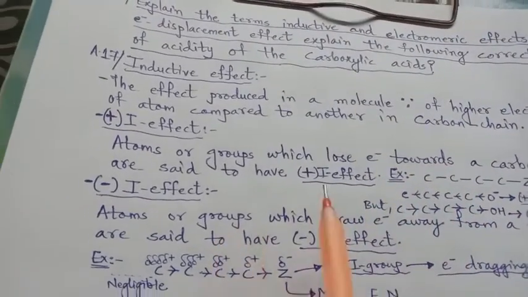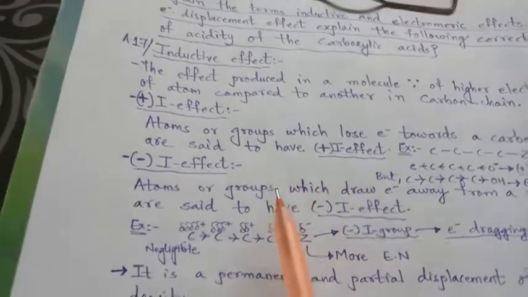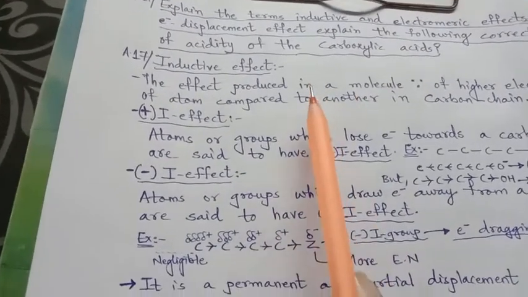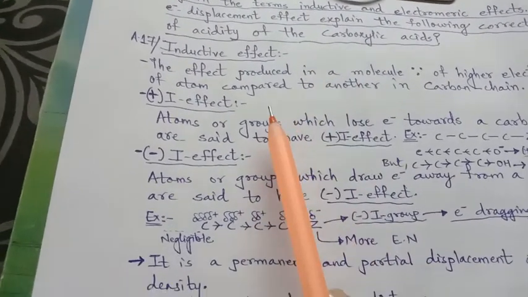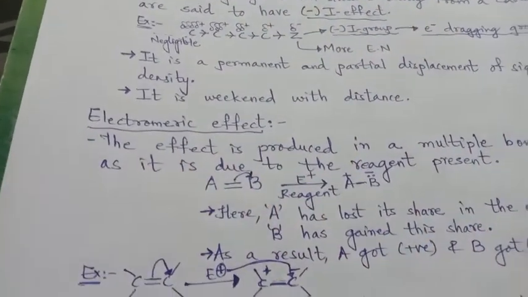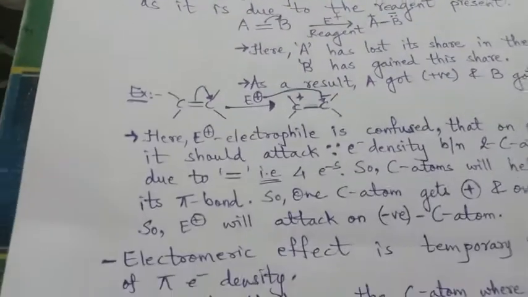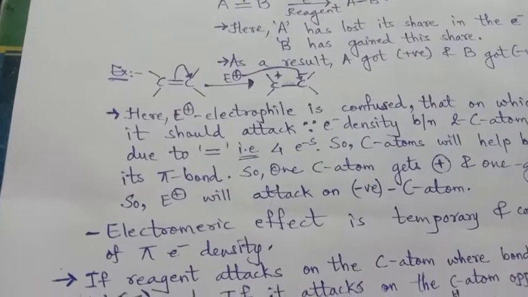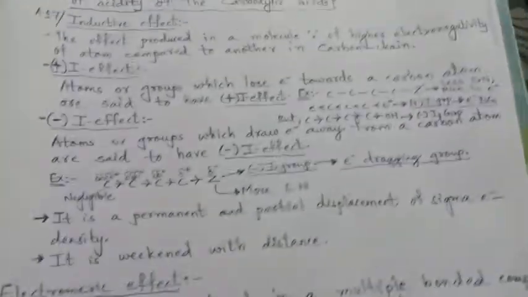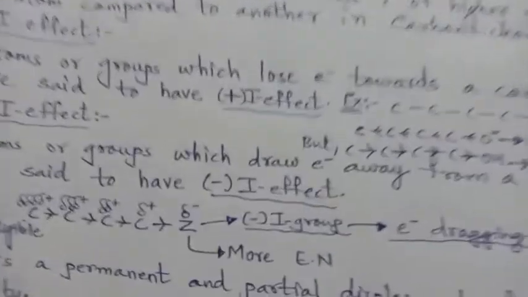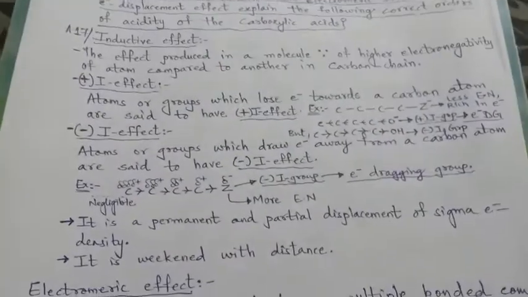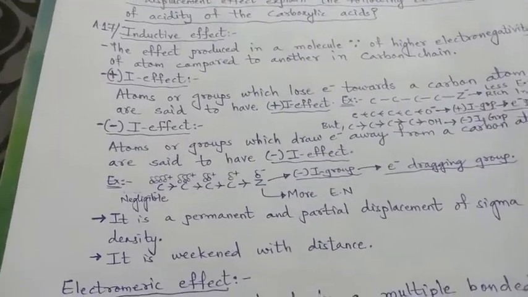Now already in the discussion of our theory portion, we have seen the inductive effect, positive I, negative I, and the electromeric effect, positive electromeric and negative electromeric effect also. Right? And here again I have written it. So let us go through it once and recall what we have learned.